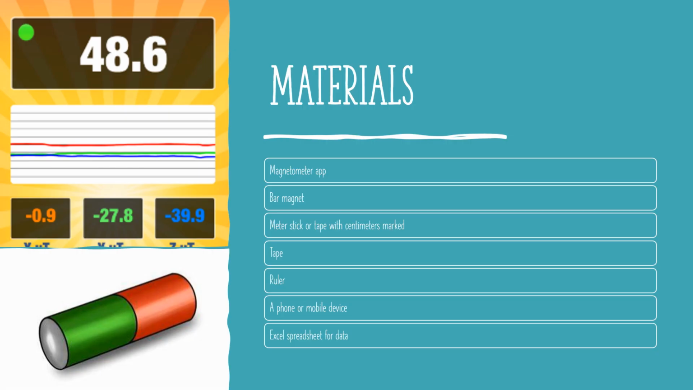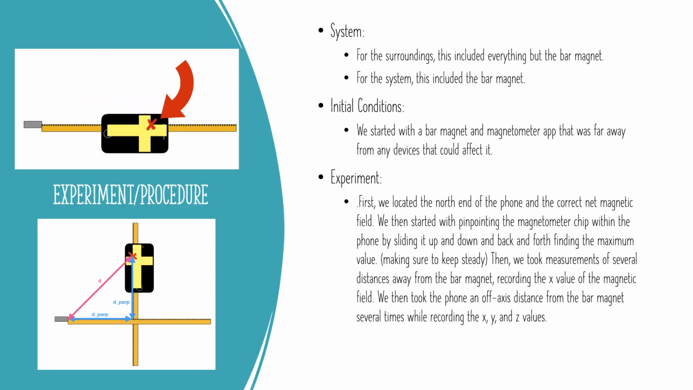Here's a list of materials you'll need. Most of them you already have, but some of them you need to get, like the app and the bar magnet. For the experiment procedure, our system included the bar magnet, and the surroundings included everything but the bar magnet. For the initial conditions, we started with a bar magnet and a magnetometer app that was far away from any devices that could affect it.